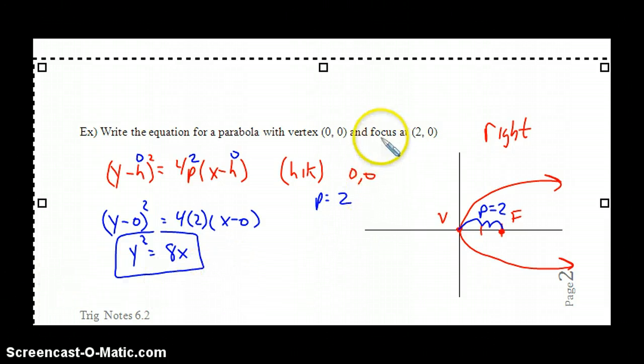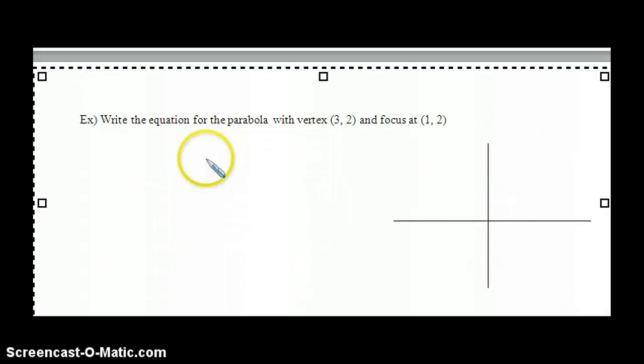I'm going to recommend, whenever you're trying to write an equation for a parabola, to make a quick sketch of what you're given so you can visualize which one of the forms that you need to use. Again, I knew I had to use the y squared version because it opened to the right. And I don't really see that unless I actually make a quick sketch of this graph. So keep that in mind when you're trying to write the equations. Make a quick sketch.